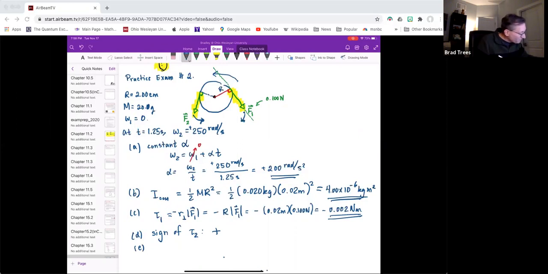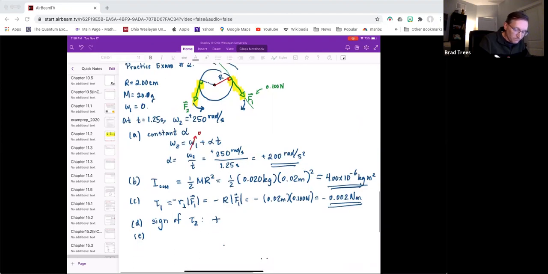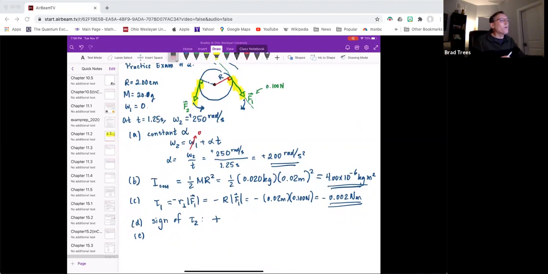Part E. Calculate the magnitude of the second force, F2. Show all your work. Well, I know I have to show my work. Okay. So how do I get F2? That's what it all boils down to.